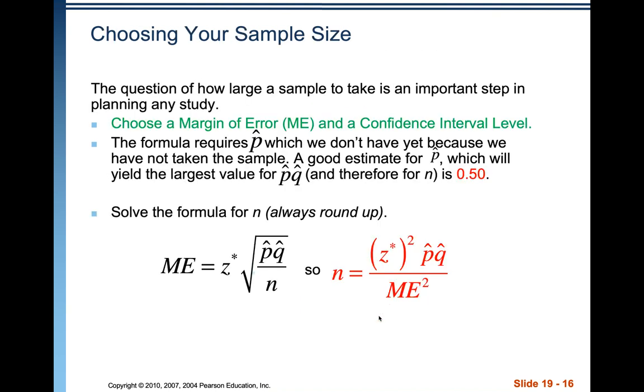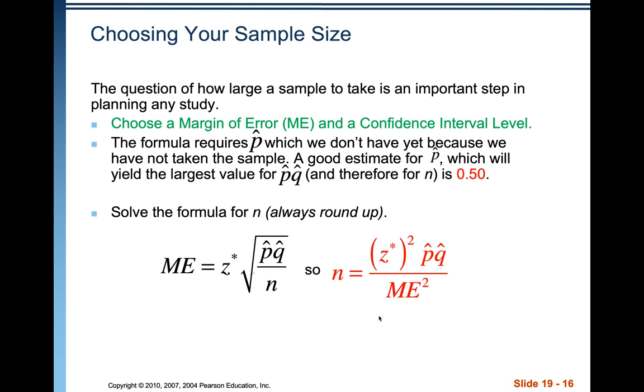The question of how large a sample to take is an incredibly important step in planning any study. Choose a margin of error and a confidence interval level. You want to know how confident you want to be and how precise you want to be. The formula requires p hat, which we don't have yet, because you need to know how many observations to make in order to make the observations and calculate the p hat.